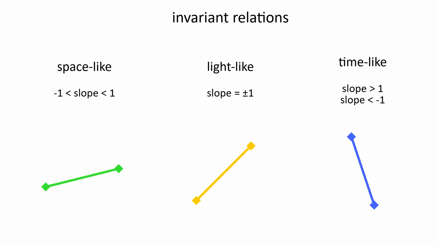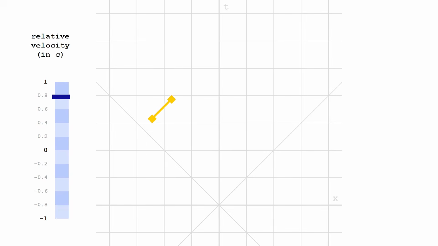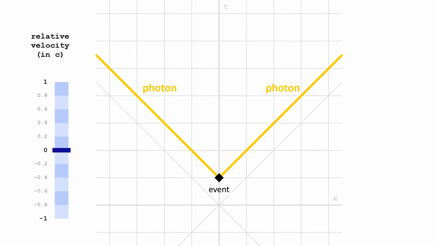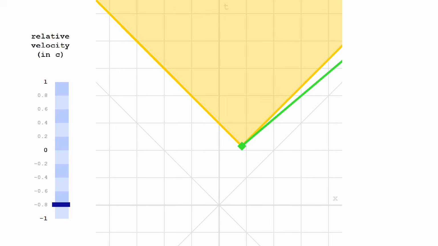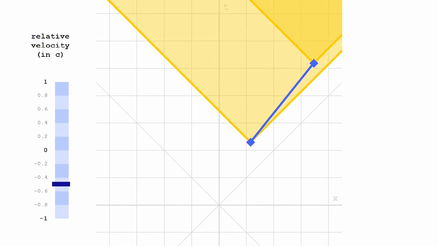If the slope is exactly 1 or -1, the relation is called light-like, and this never changes due to invariance of c. The world line of a photon will be of this form, since they travel at c. And because information can never travel faster than c, this actually represents the maximum extent of causality stemming from a single event. Specifically, the area bounded by light-like lines in both directions is called a light cone, and an event can only affect other events within its light cone. Space-like events are never in each other's light cones, but time-like events always are, explaining causality.